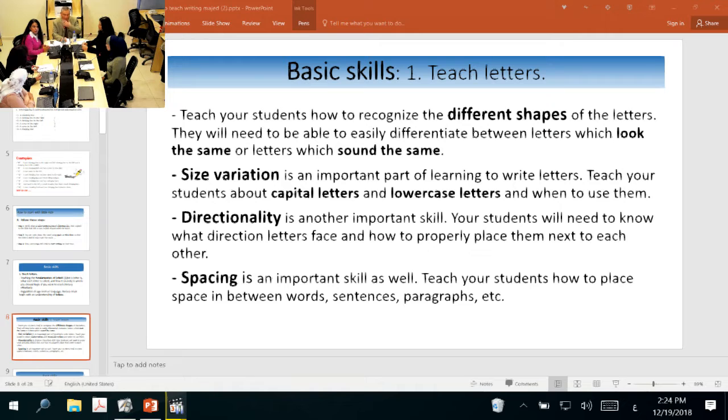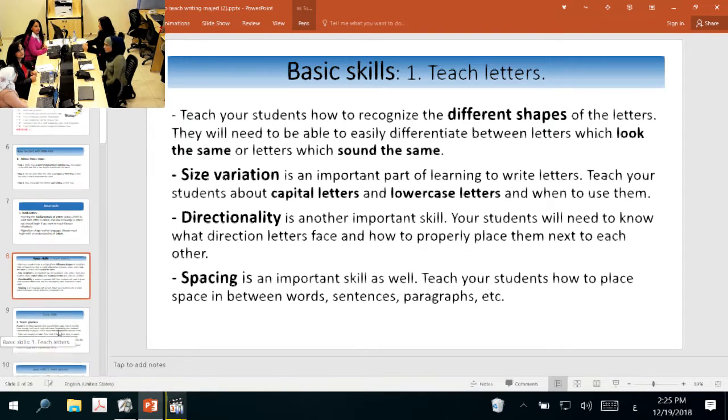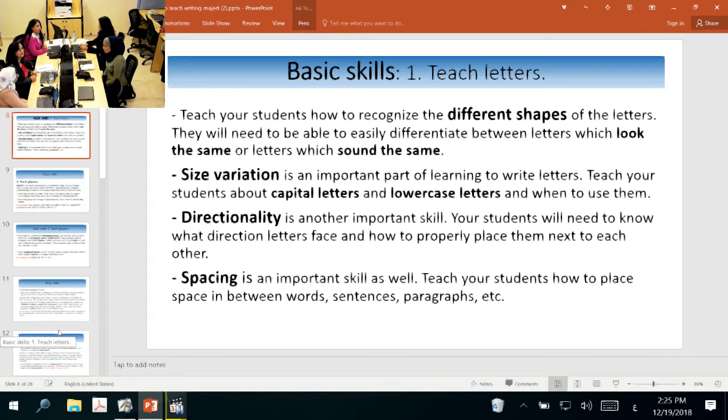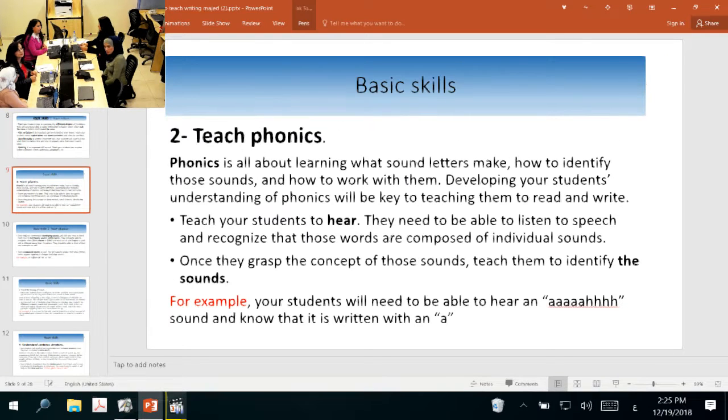You can understand. Not only letters. Exactly. Letters, sentences, paragraphs. We need space. They need to recognize spaces between words and sentences. So it's important that the children are learning the appropriate letter sounds right from the beginning, or they will end up confused when they are beginning to decode words. Exactly. So this is about the basic skills and about teaching letters.